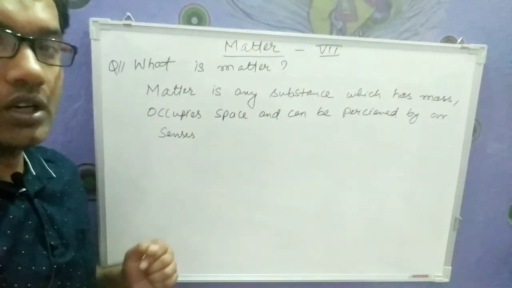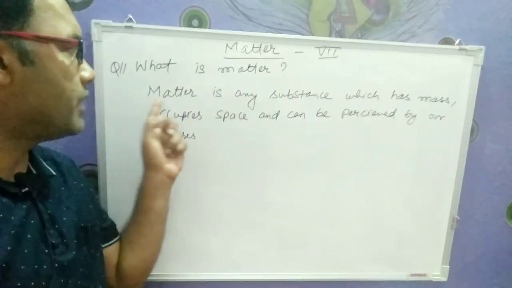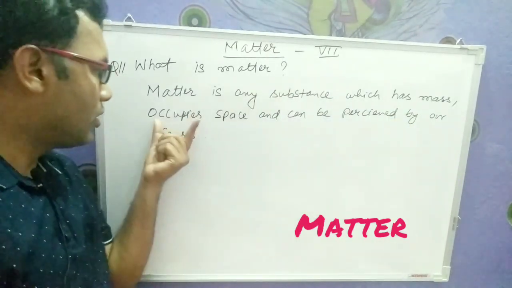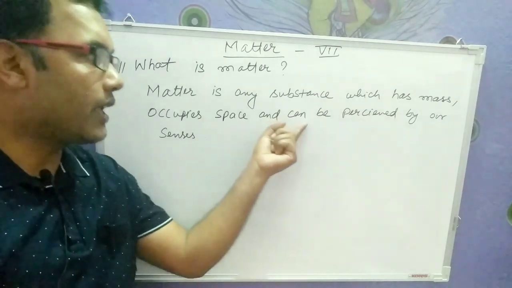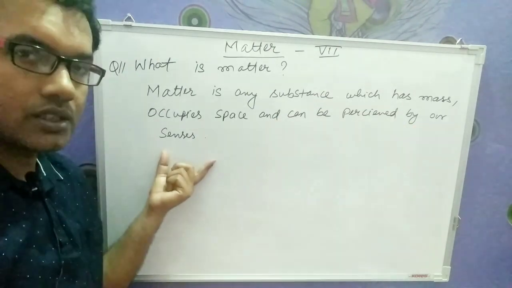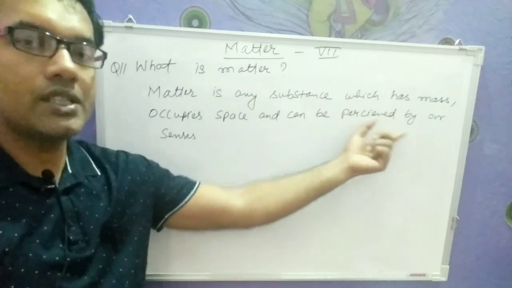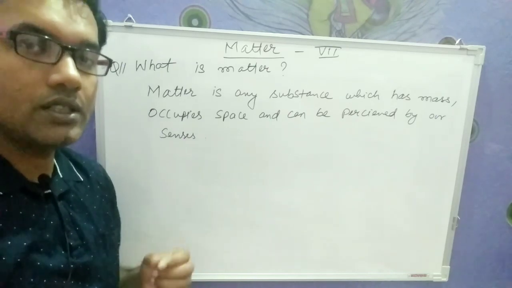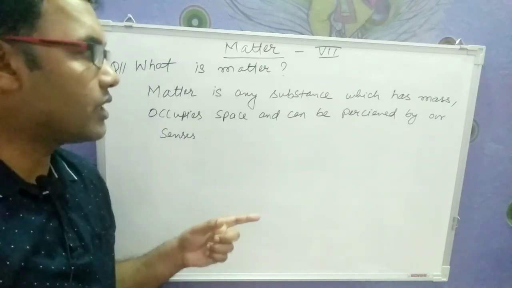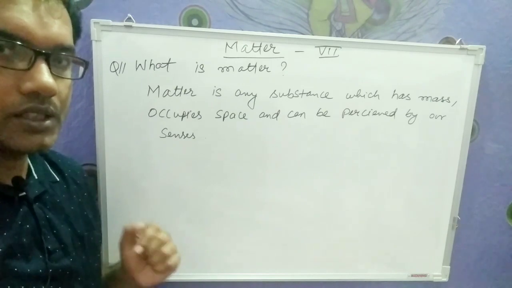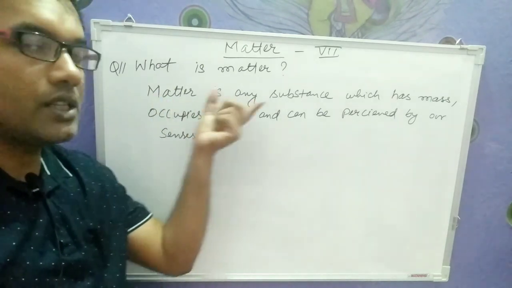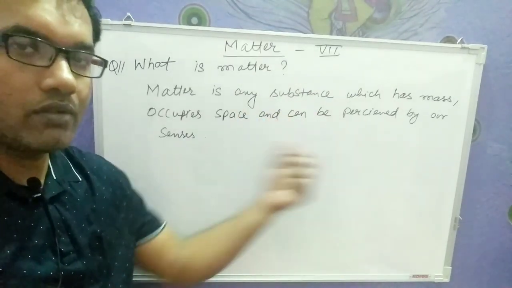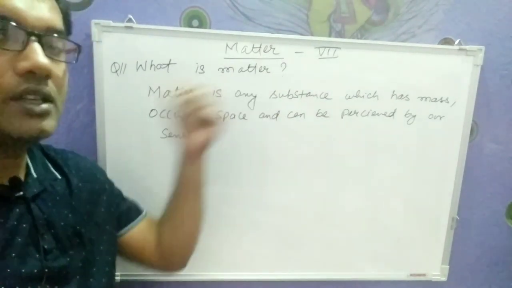What is matter? Straight away, the definition of matter is: matter is any substance which has mass, which occupies space and can be perceived by our senses. Now see, students, what is the meaning of perceived by our senses? This means which we can see, which we can touch, which we can feel. Those kinds of things will be termed as matter. Is it clear? So the definition is, matter is any substance which occupies space, has mass and can be perceived by our senses. All those things will be termed as matter.